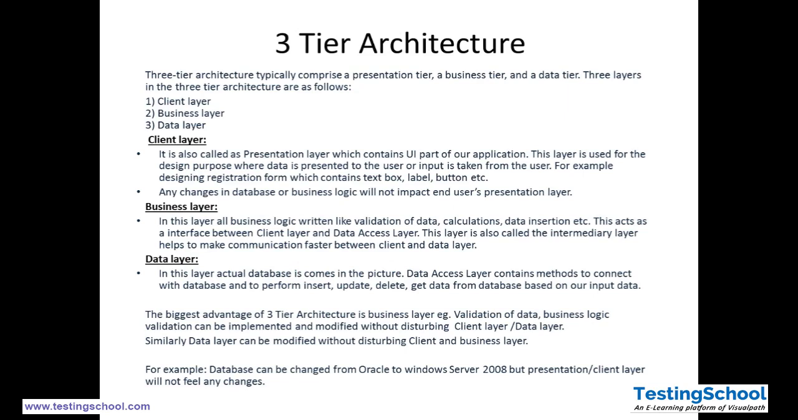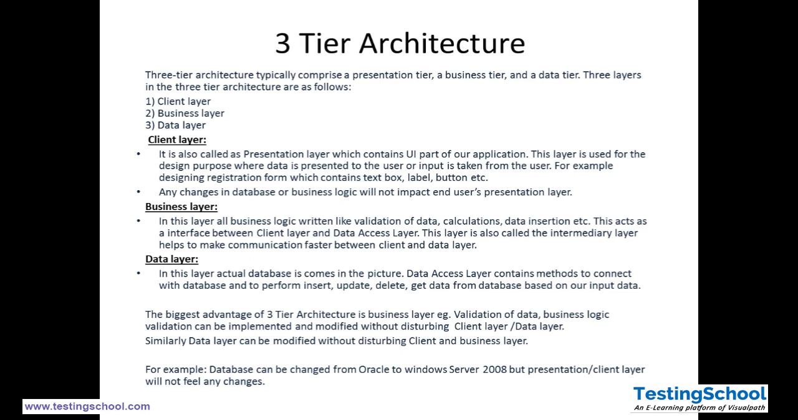As I was telling in detail previously, the three-tier architecture has three layers, and it is the presentation layer where the UI part of our application happens. This layer is used for design purposes, where data is presented to the user or input is taken from the user. Now if SAP changes the design, if they want to change the look and feel, color, or the text that is being displayed, they do not need to disturb the business layer and database layer. They can comfortably design the client layer and deploy it as a batch.